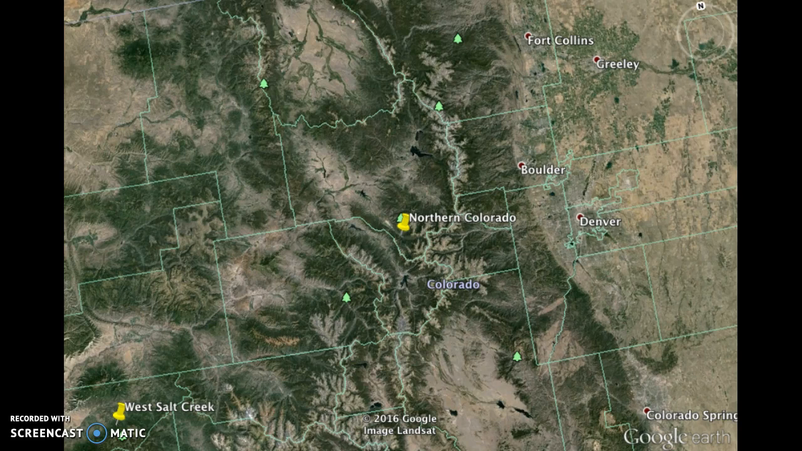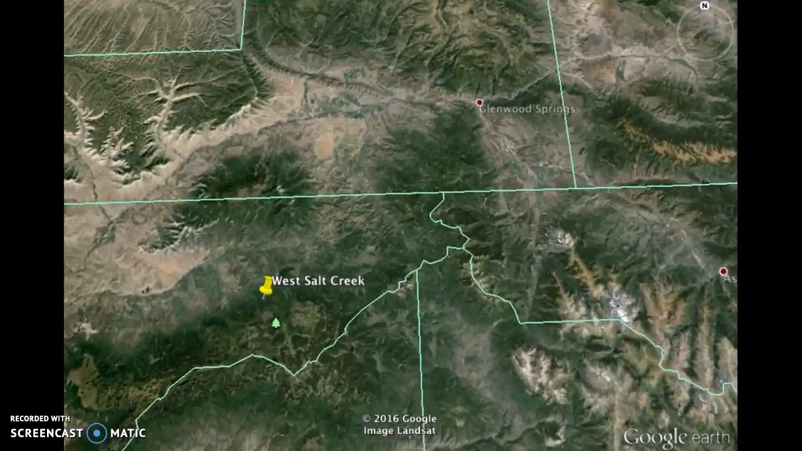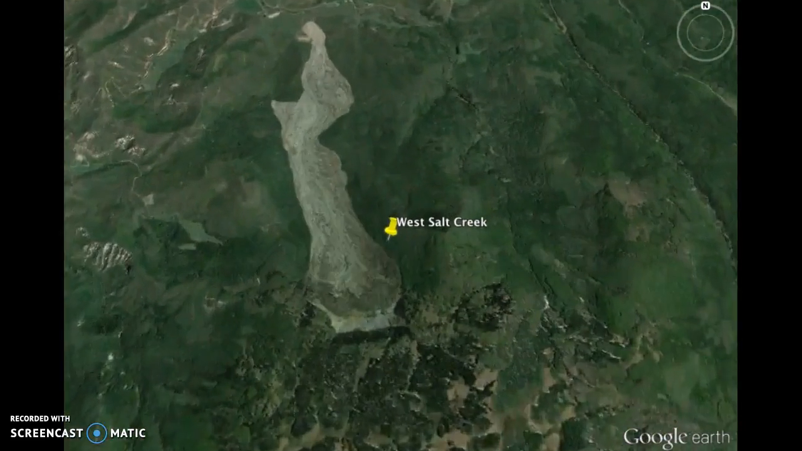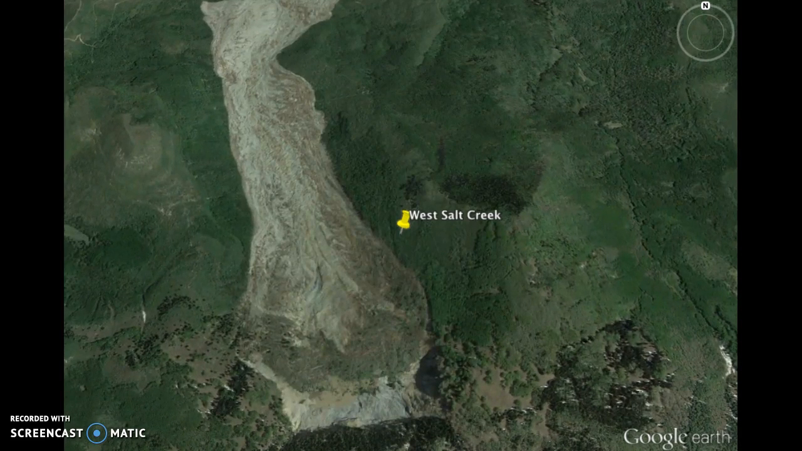On May 25th, 2014, the longest landslide in Colorado's history occurred in west central Colorado. 3 local men died during the event. The landslide was 2.8 miles long, covered almost a square mile of the West Salt Creek Valley.